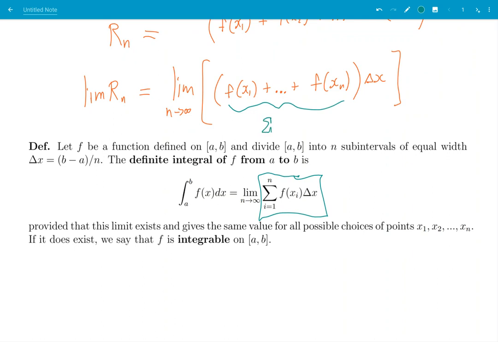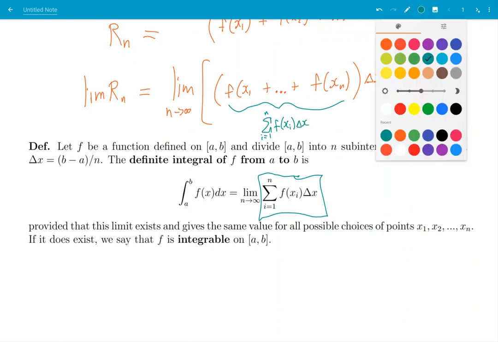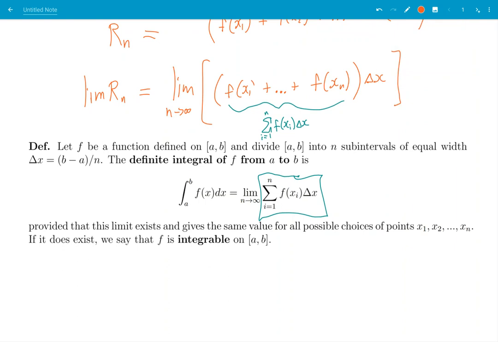This is summation. From i equals 1, you're starting at 1, and you stop at n, f of xi delta x. Let's get our close bracket back there. So pause and write all this down if you haven't done so already. We have the definite integral.